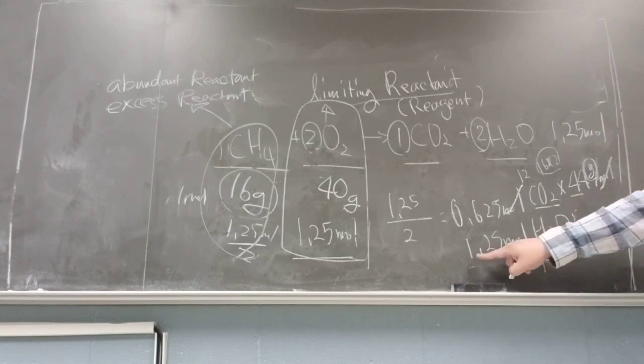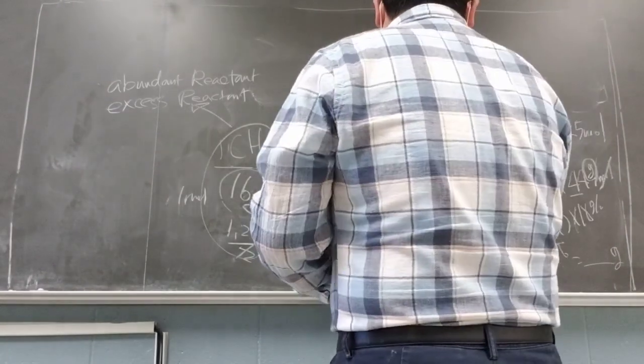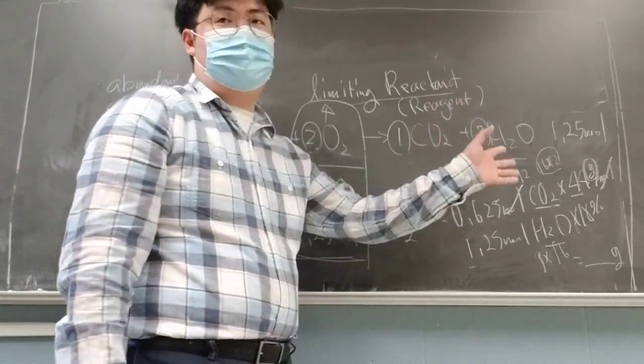So 0.625 times 44 grams per mole, which cancels the moles top and bottom, and you get the number in grams over here. And 1.25 moles of water, which is 1 times 2, so 2 hydrogens, and 1 oxygen is 16, so it will be 18, right? So you multiply 1.25 by 18 grams per mole, and you get the number in grams too. So then you can find out how many grams of each product, carbon dioxide and water, will be produced.